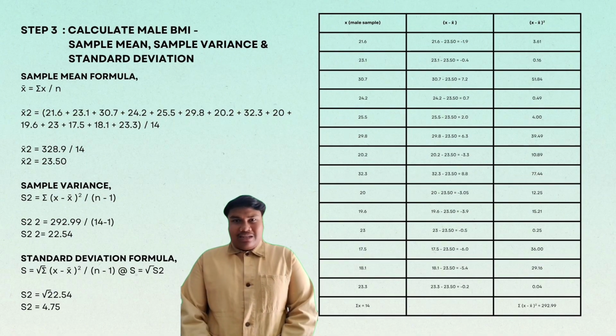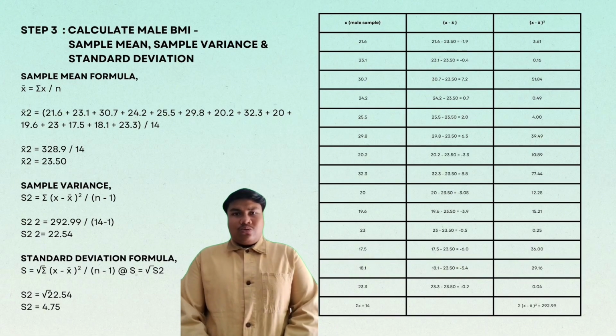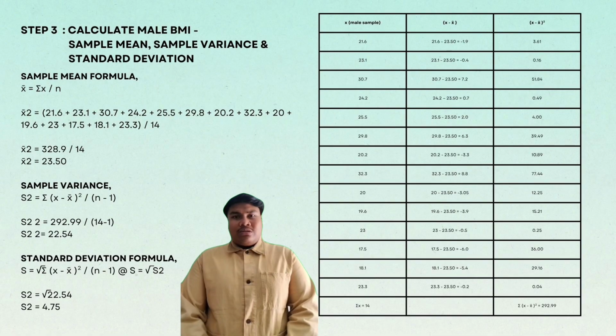Next, we calculate the sample mean for male students. Same as for female students, we add all the BMI values together, then we divide by 14. So 329.91 divided by 14 equals 23.50. The mean BMI for male students is 23.50. Next, we calculate the variance. The variance for male students is 22.54. Then we calculate the standard deviation. The square root of 22.54 equals 4.75. So the standard deviation is 4.75.